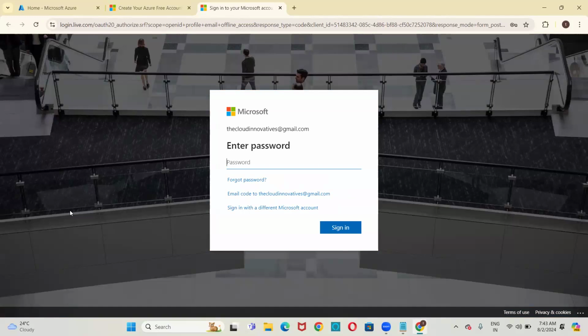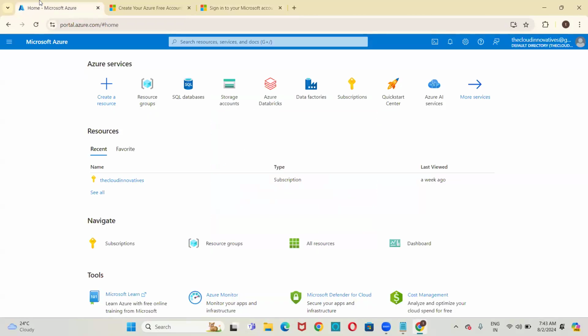As I'm already registered, it says Cloud Innovatives is already registered. If you want to register, that's fine. You can just do it here, everyone. You enter the password, and it will reroute you and take you to this particular page, portal.azure.com. That's a very simple method of registration, guys. You require a debit card or credit card, whichever is available to you.